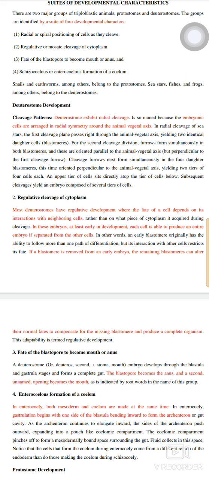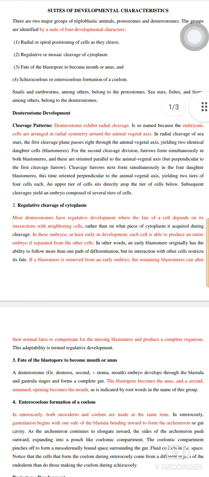It's important to know this because in the exam I can ask us to list the four major developmental characteristics of a diploblastic animal, of a triploblastic animal, or I can tell us to, in a tabular form, differentiate between protostome and deuterostome of triploblastic animal. So these four things: radial or spiral positioning of the cell as they cleave, regulative or mosaic cleavage of the cytoplasm, fate of the blastopore to become mouth or anus, and finally the schizocoelous or enterocoelous formation of the coelom.